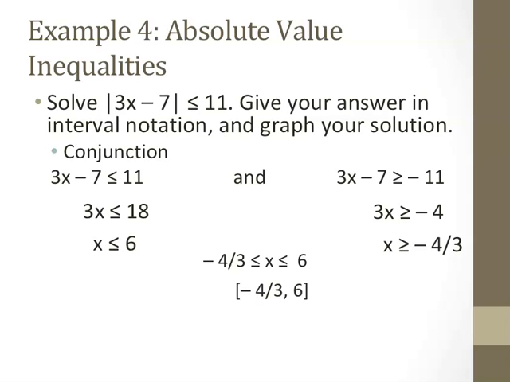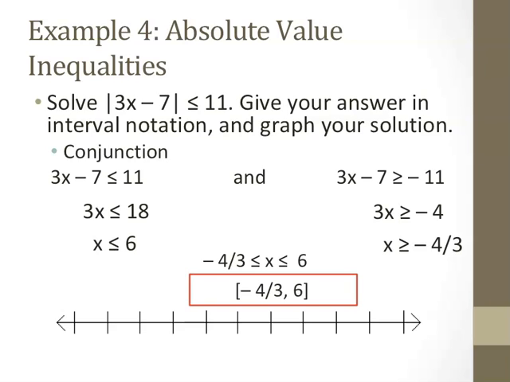Now to draw this on our number line, we would first want to find negative 4/3 and 6. So let's say 0 is here. Then negative 4/3 would be right around here. It's negative 1 1/3. And 6 would be here. And because x can equal both of those values, we will have solid points at negative 4/3 and 6. And then we'll shade everything in between. So notice how here our solution set is just one section of the number line.